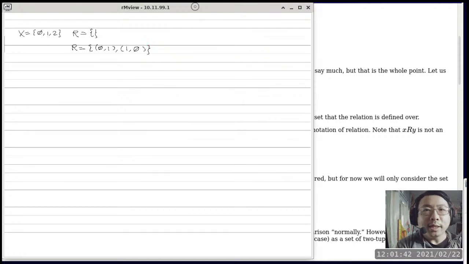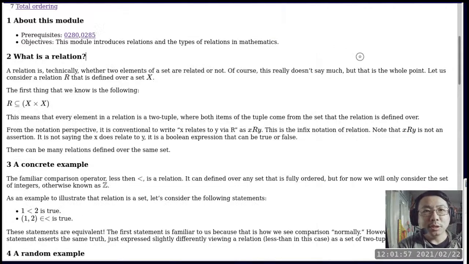Now, why do we have this relation where 0, 1 is in it, and 1, 0 is in it? I do not know. But it is a relation defined over X. That's the terminology that we use in this class. We look at a relation as a subset of the Cartesian product of a set with itself, and when that is the case, we say R is a relation over X. So do we have any questions about those terms?